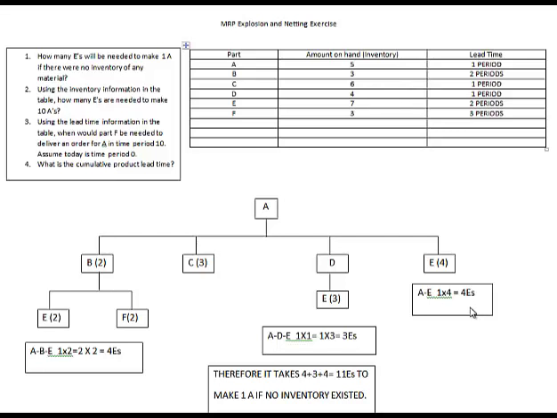Now we're just going to add these numbers together. So how many E's does it take to make 1A? It takes 4 plus 3 plus another 4, which is a total of 11 E's in order to make 1A, if there is no inventory. Now, I know that this might seem a little confusing to you. If it does, just go ahead and pause this lecture and rewind it and go through it again.